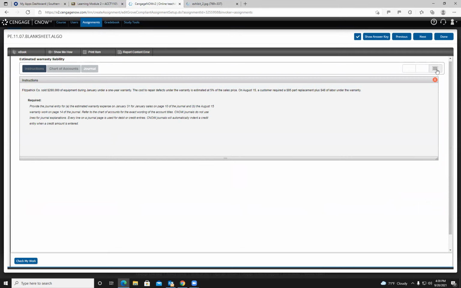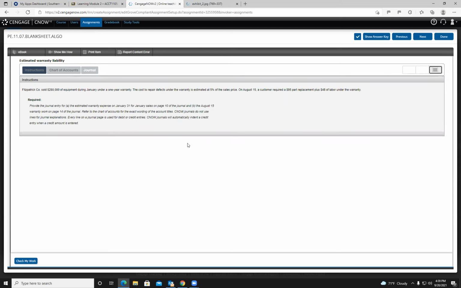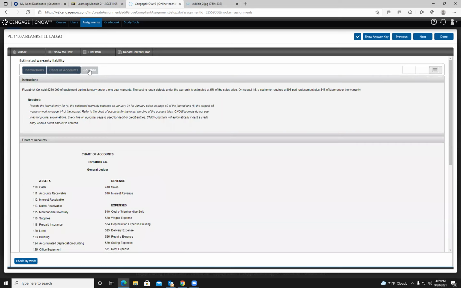All right, so we talked about contingency liabilities. We talked about if they're probable, possible, or remote. So this is an example of one of those contingency liabilities that are definitely probable and it is measurable. So if it's probable and it's measurable, then we do record it as a journal entry. So the example given here is an estimated warranty liability.